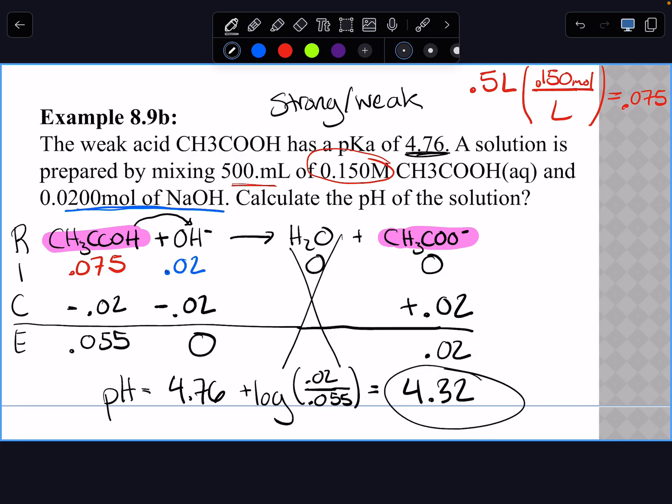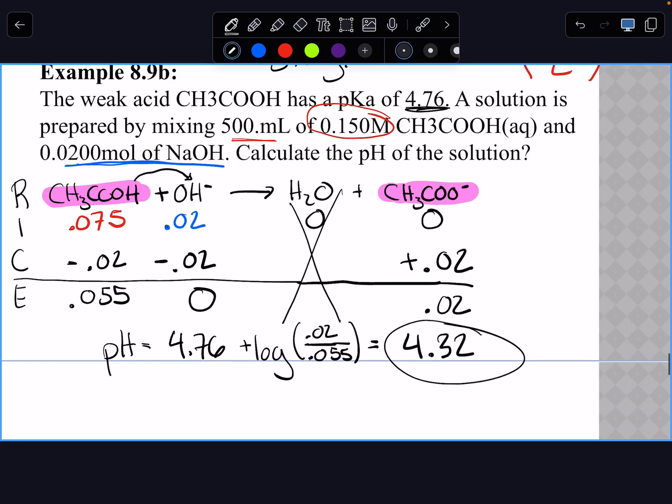Yeah, Jack. Is there a specific time you don't use the RICE chart? If it's a salt and weak buffer, you don't have to use the RICE chart. Whenever it's a strong and weak, you always have to use it, because the key thing is we have to figure out how much A minus is being made. With a salt, we're just purely dumping in the A minus. All right, any questions before I have you try the next one?